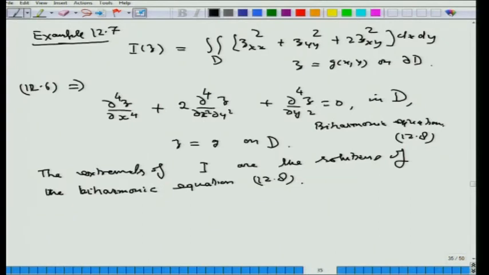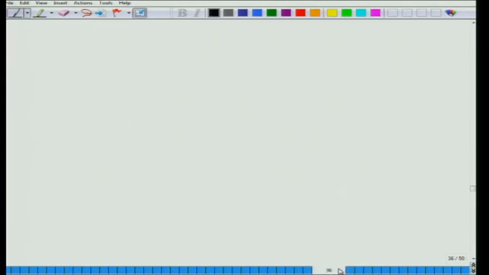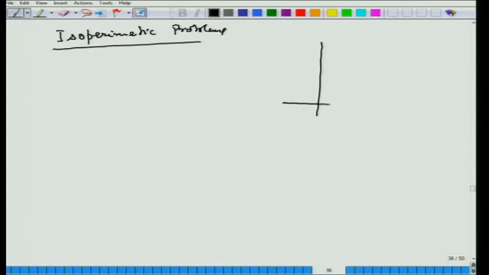So, now we consider isoparametric problems, which were discussed in the first few lectures. Here we have the following picture. In the x-y plane, a curve C of fixed length is given, and it is enclosing the area D.